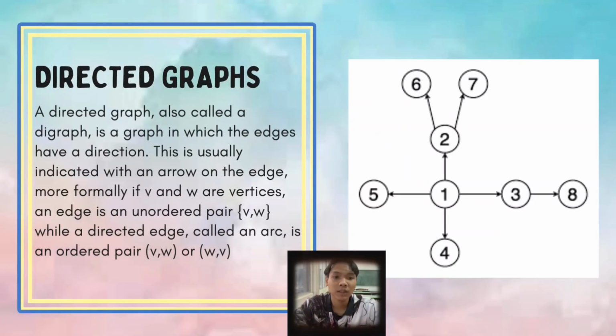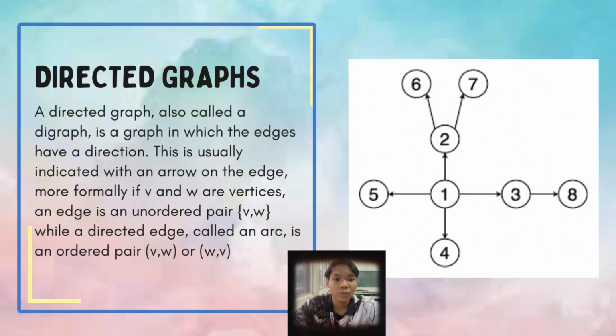So I will be explaining the directed graph. The directed graph, also called the digraph, is a graph in which the edges have a direction. This is usually indicated with an arrow on the edge. More formally, if V and W are vertices, then an edge is an ordered pair VW, while a directed edge called an arc is an ordered pair VW or WV.